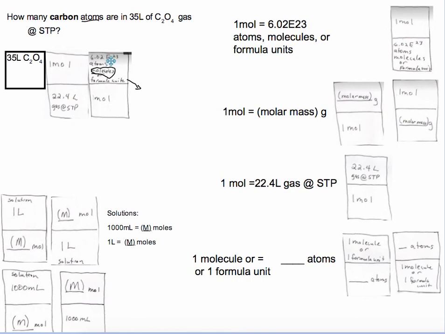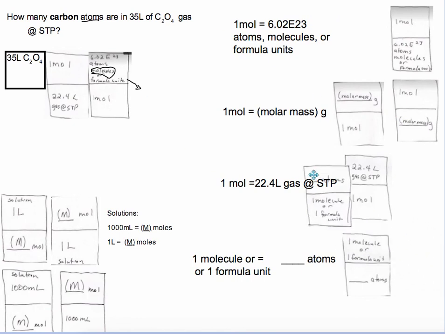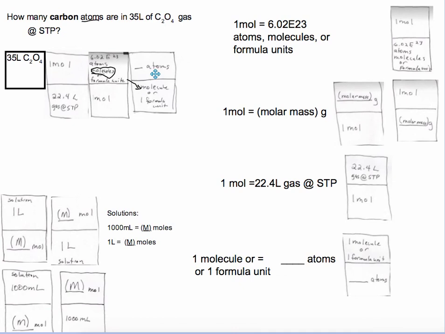So we look and we find one with molecules on the bottom. Never use the same conversion factor back to back, so we're not going to use that one. We're going to use this one right here. Now, so we got one molecule equals blank atoms. So we just count the atoms in the formula, and so we got 2 carbons, 4 oxygen. 4 plus 2 is 6 atoms.